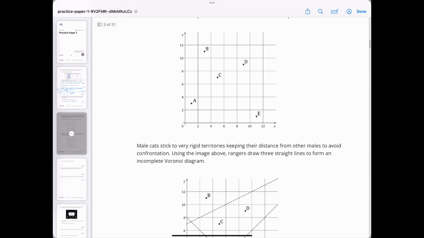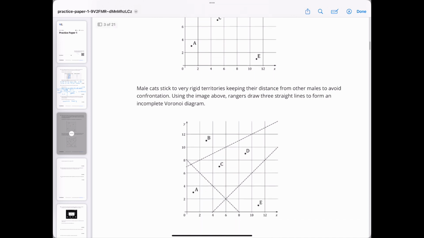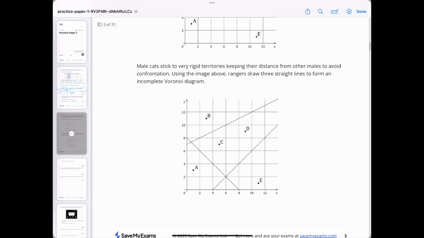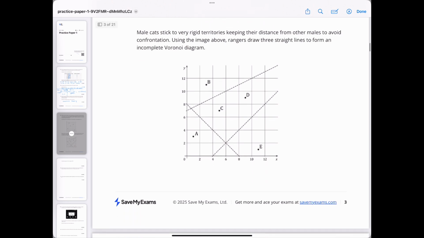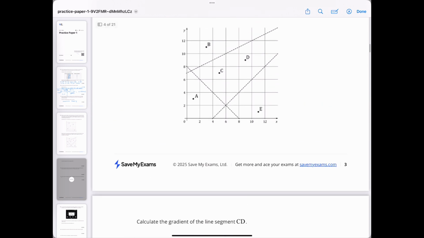So male cats stick to very rigid territories, keeping their distance from other males to avoid confrontation, because they might lose. Using the image above, rangers draw 3 straight lines to form an incomplete Voronoi diagram. So that means that these lines here are in between, say, C and E, or A and C. They're halfway. Calculate the gradient of the line segment CD.